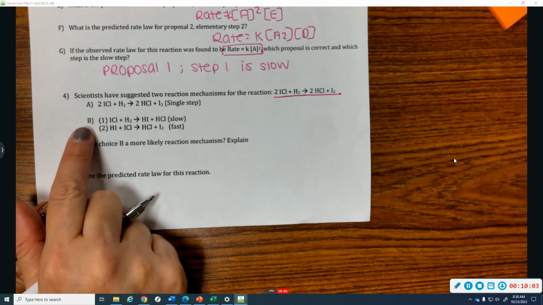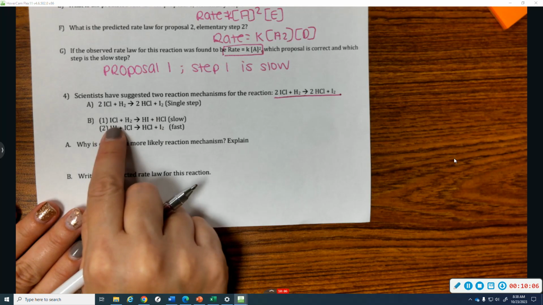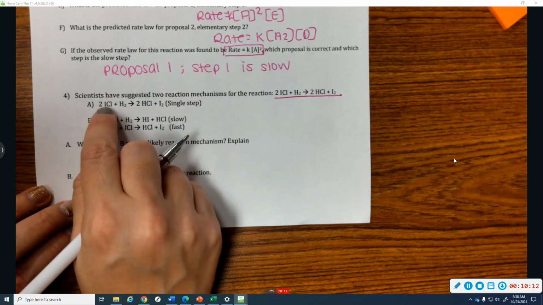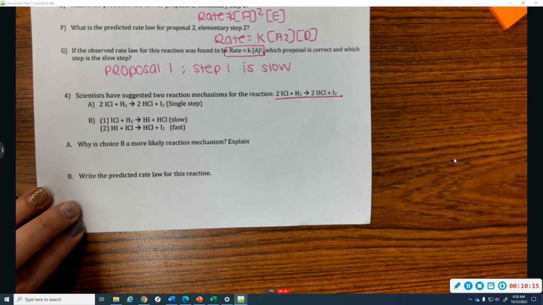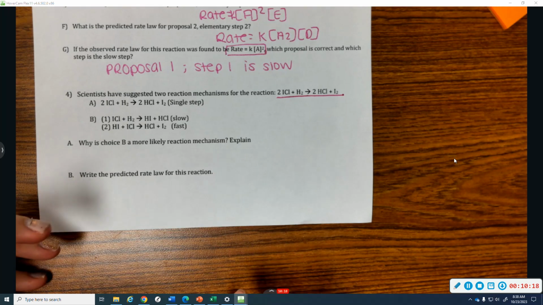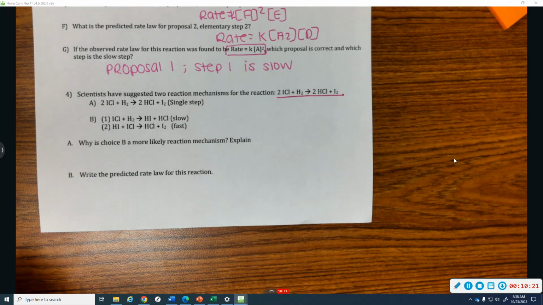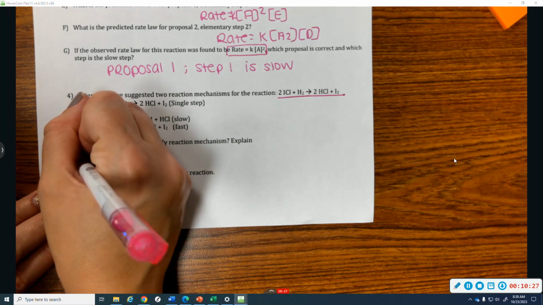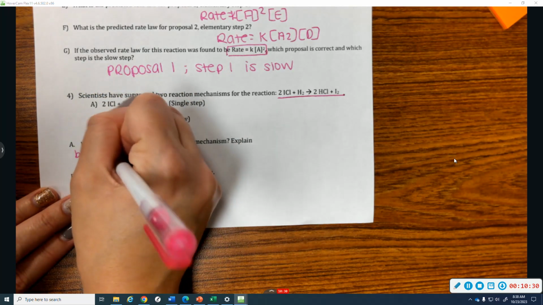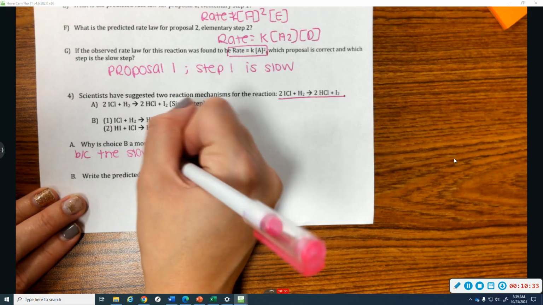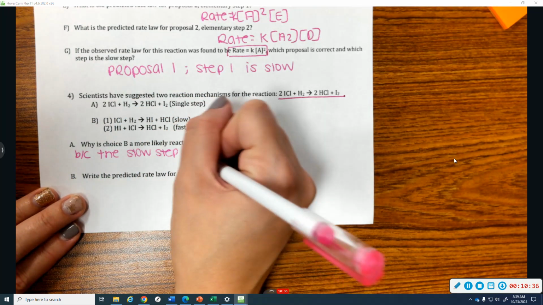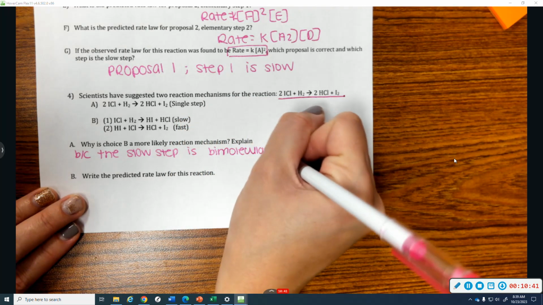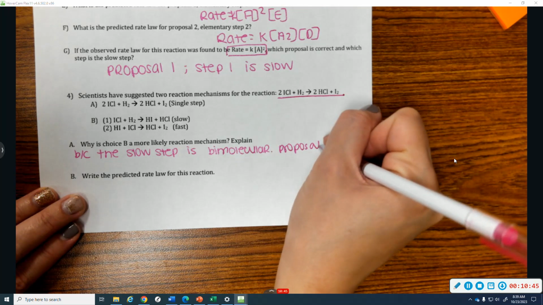Choice B is going to be more likely to be correct because both of these steps are bimolecular. They only have 2 reactants. Proposal A is a termolecular step, and those are extremely rare. Why? Again, because you need 3 molecules to collide with the right amount of energy in the right orientation. That's just not going to happen. So choice B is more likely because both steps are bimolecular. Proposal A is a termolecular reaction, and those are very rare.